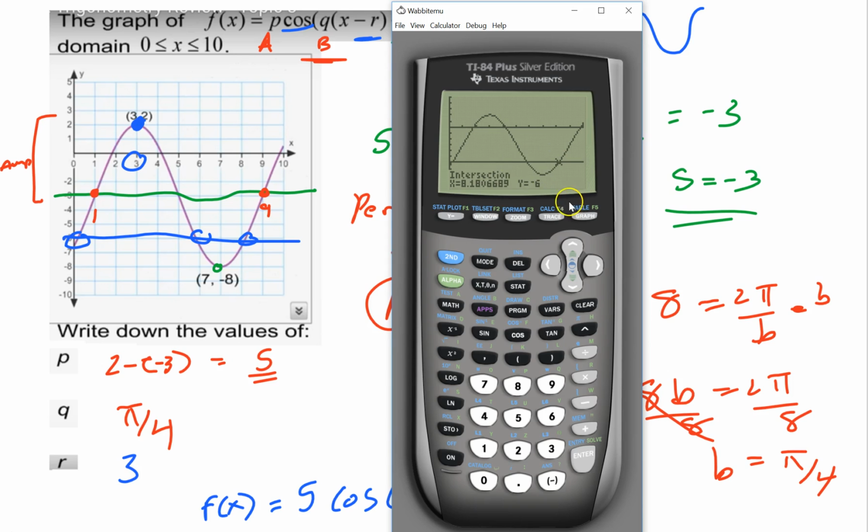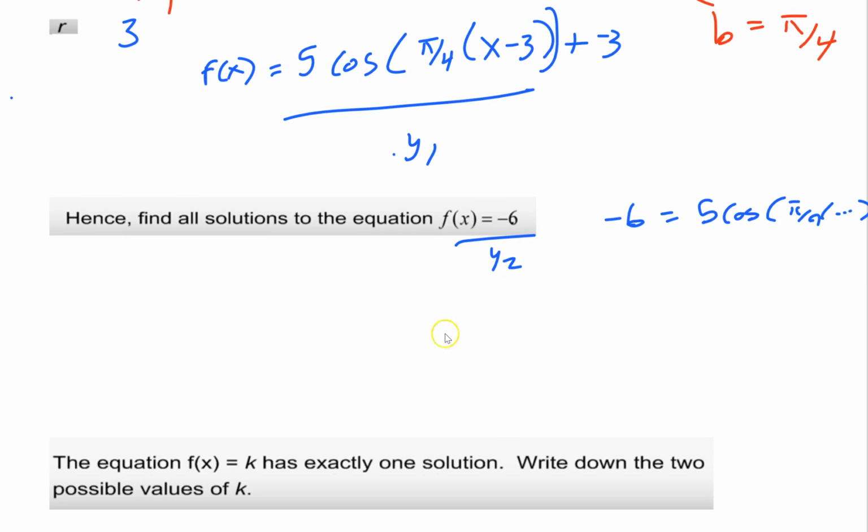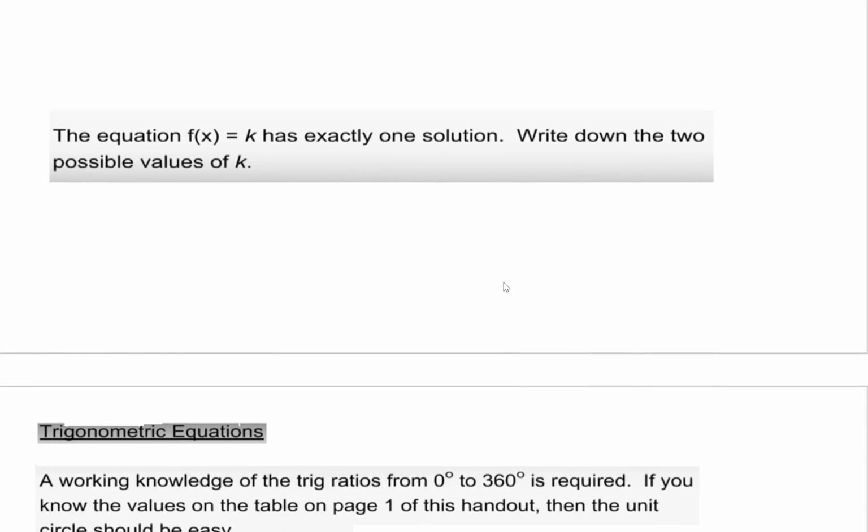See, I wasn't exactly on the line. I had to hit these values. I can't just eyeball it. The same thing with the first one there. I would go back, find that one, but I'm going to save you some time. So that's how you do those. The next one, the equation f of x equals k has exactly one solution. Write down the 2 possible values of k. So it's saying when I draw a line, it should only have one solution.